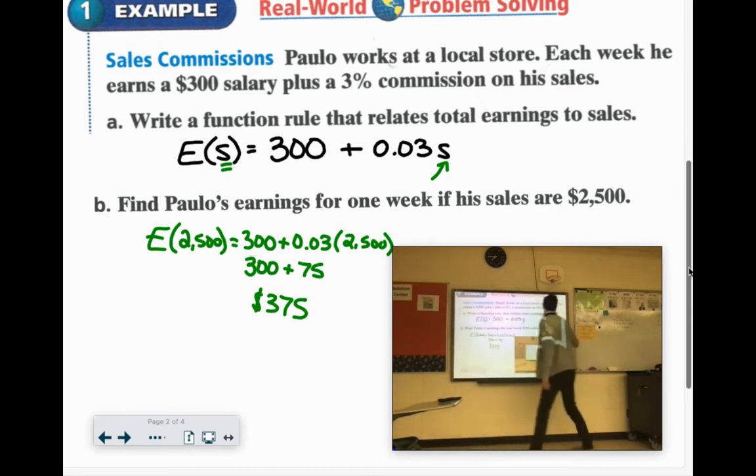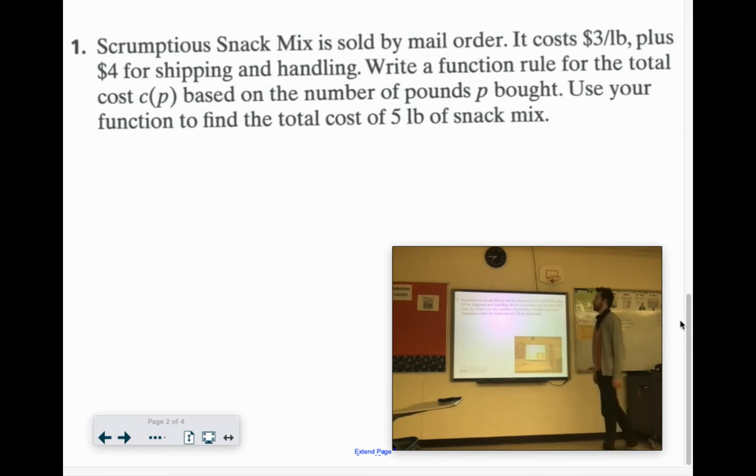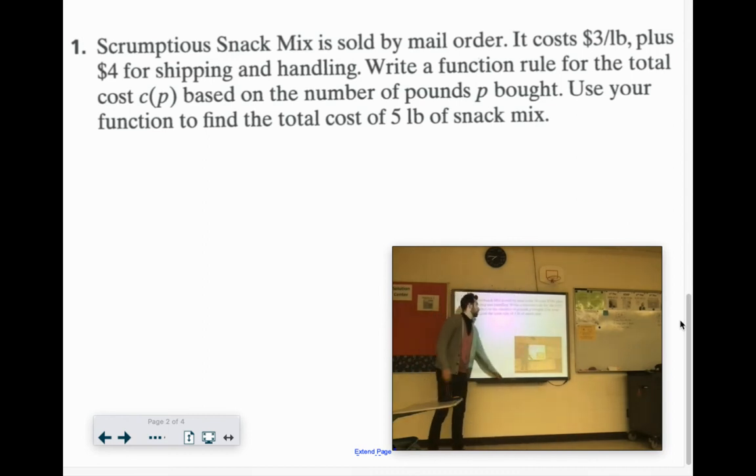We've got another one down here. Scrumptious snack mix is sold by mail order. It costs $3 a pound plus $4 for shipping and handling. Doesn't matter how much you order, you just have to pay the $4 one time. Write a function rule for the total cost, C of P, based on the number of pounds P bought. So P is our pounds.